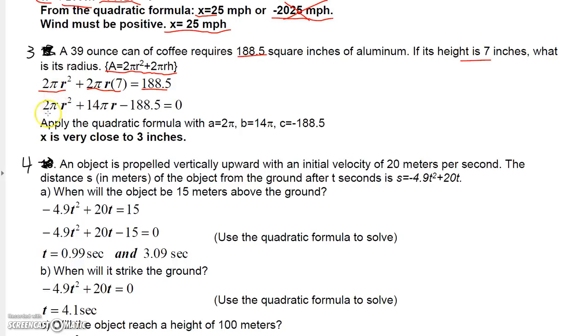And so that's 2 pi r squared plus 14 pi r, and then I move this over and I get minus 188.5 equals 0. If you look at this, this is just a quadratic equation. A is 2 pi, B is 14 pi, and C is negative 188.5. Plug those three numbers into the quadratic formula, and the answer I got was a value that's very close to 3 inches. Actually, that's r. R for radius is very close to 3 inches.